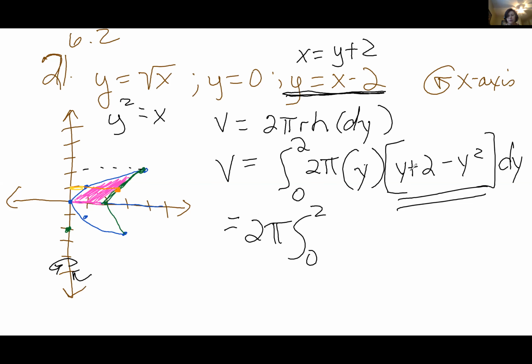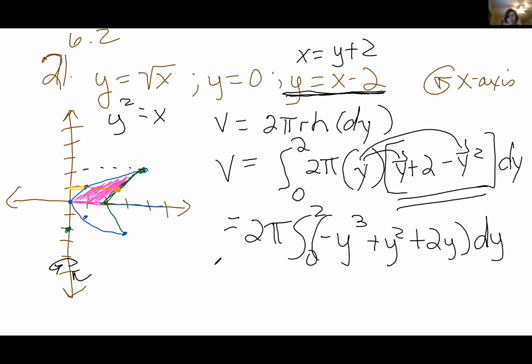Now, when I distribute through, do you want to put this in descending order? Yes. All right, so what would you put as your first term? Negative y cubed. Okay, plus y squared, plus 2y, with respect to y. Now can we integrate? Yes.